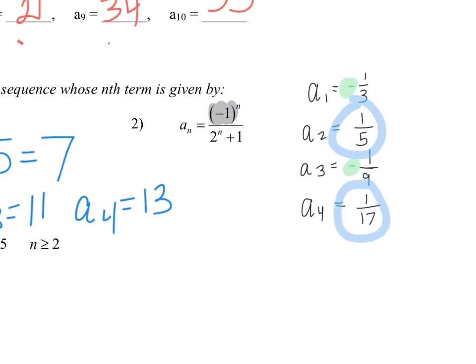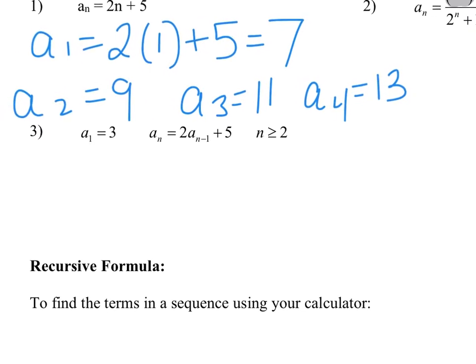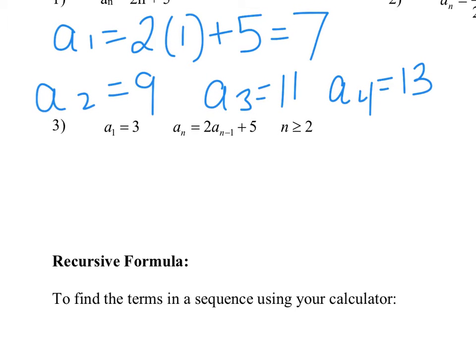Now let's go ahead and look at one example that's a little bit more complicated. If you look at number 3 here, you notice that the format looks a little different. We know a sub 1, the first term in the sequence, and we know the general formula for any other terms when n is greater than or equal to 2. So this formula tells me that the nth number in the sequence depends on the number before it.